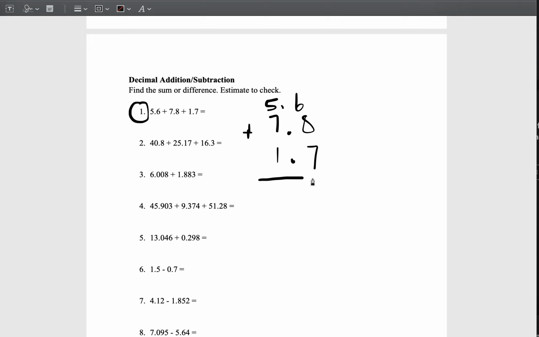This is so nice. Okay, so 6 plus 8 we know is 14. And 14 plus 7 we know is 21. So I put the 1 in this place and I put the 2 up here. Next, 5 plus 2 is 7. 7 plus 4 is 14. 14 plus 1 is 15. And when you add or subtract decimals, you bring the decimal right down to where it was. So the answer to number 1 will be 15.1.